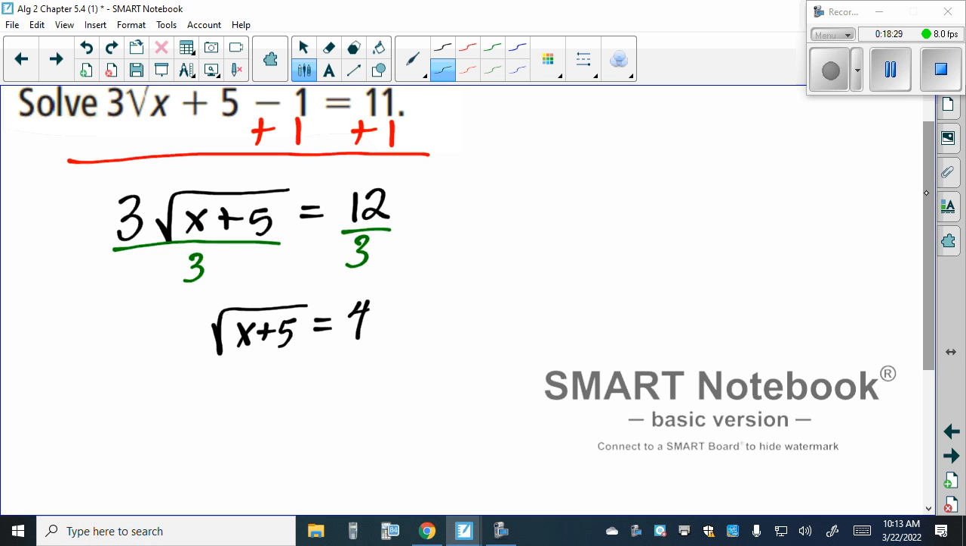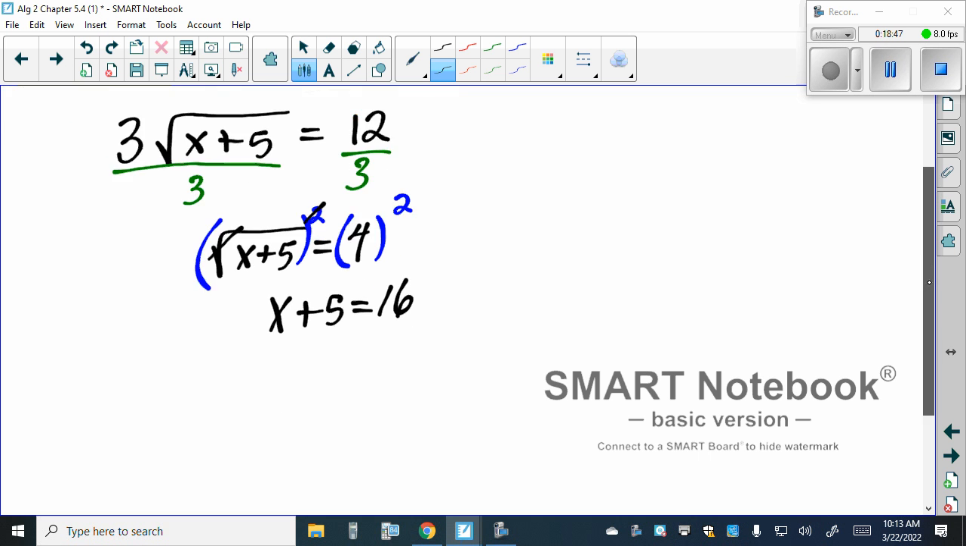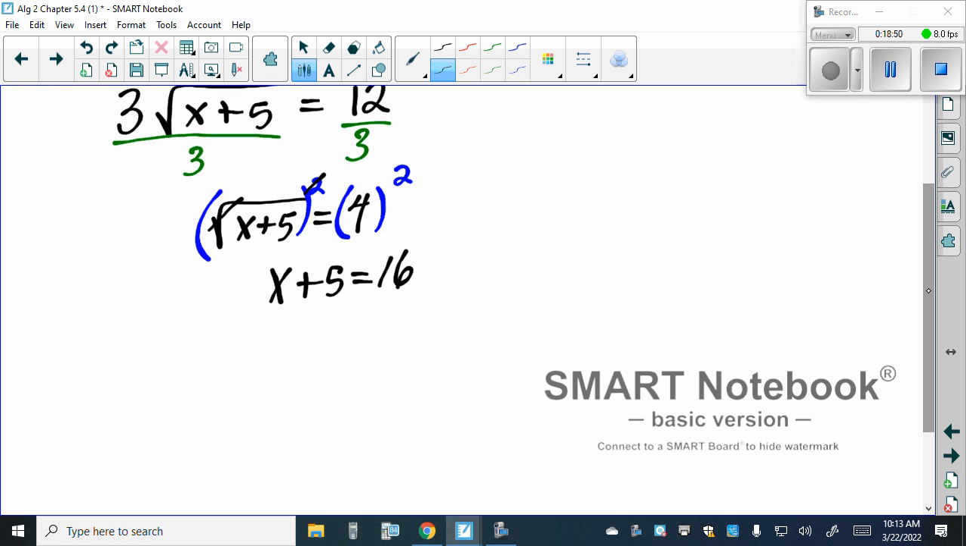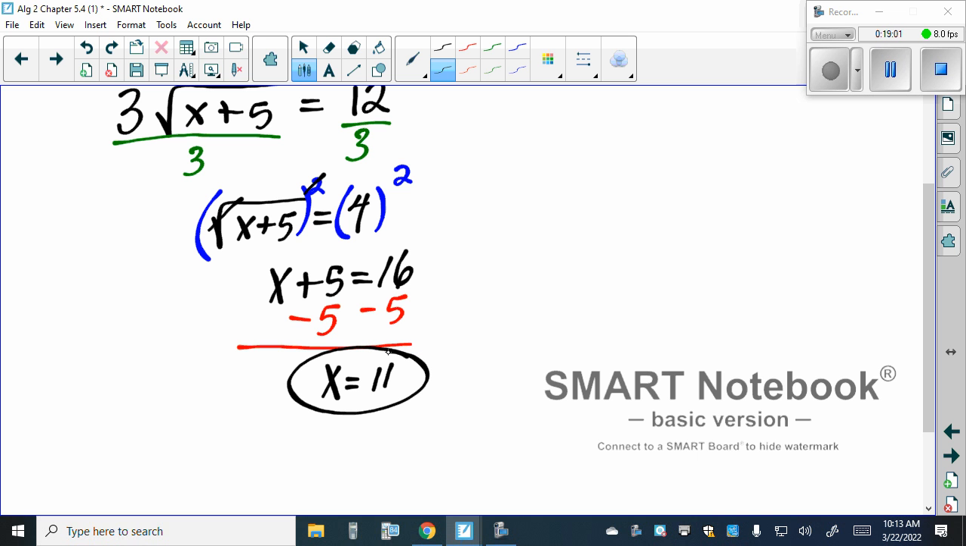Any questions on this here so far, how we got the radical by itself? Then we would square both sides. Square root and square would cancel, telling us that x plus 5 is equal to 16. And last but not least, to solve for x, we would subtract 5 from both sides, telling us x is equal to 11. And again, if we check this here, we will see that this is the correct answer.